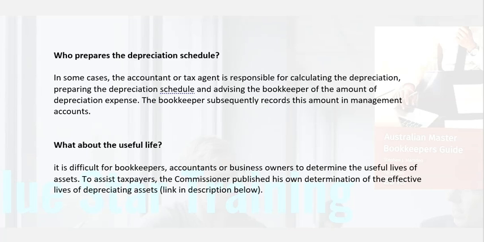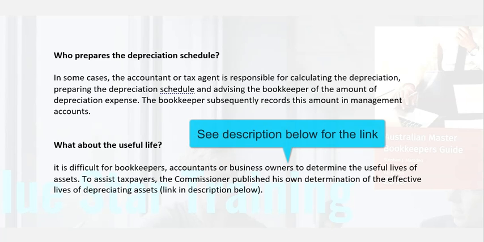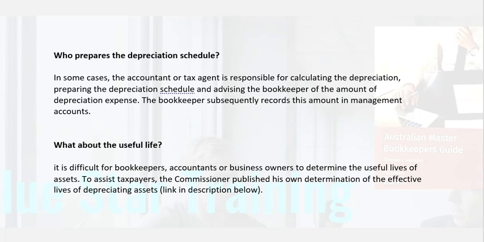Now, when we calculate depreciation, we need to know something called the useful life of the asset. Now, this is a difficult thing to calculate. It's difficult for bookkeepers, accountants, or even business owners to determine. So to assist, the Commissioner of Taxation has published his own determination of effective lives of depreciable assets. We have a link in the description below. So, as bookkeepers and accountants in Australia, we tend to use these values set out by the Commissioner of Taxation. We use his estimate of the useful life.